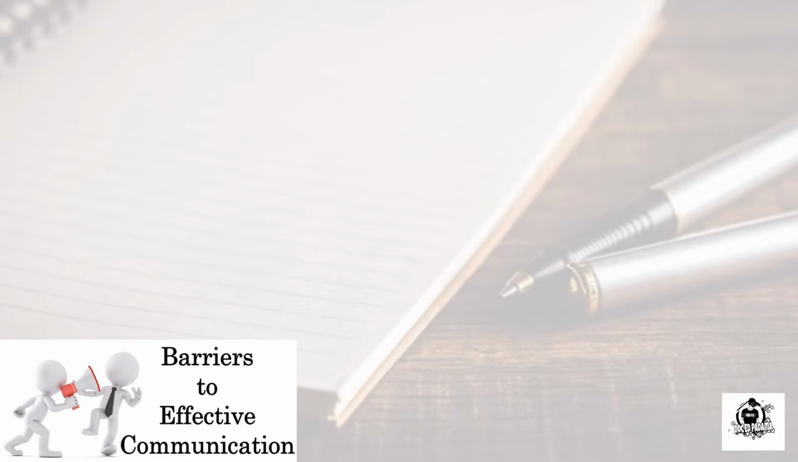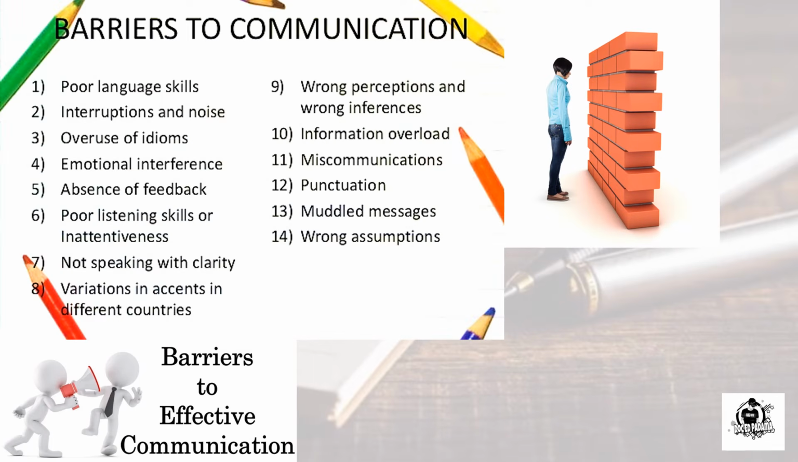Specifically, some of the reasons why communication is ineffective are the following. So the barriers to effective communication may be considered as the following: poor language skills, interruptions and noises in the background, overuse of idioms, emotional interference, absence of feedback, poor listening skills, and inattentiveness, not speaking with clarity, variations in accents in different countries, wrong perceptions and wrong inferences, information overload, miscommunications, punctuations, muddled messages, wrong assumptions.